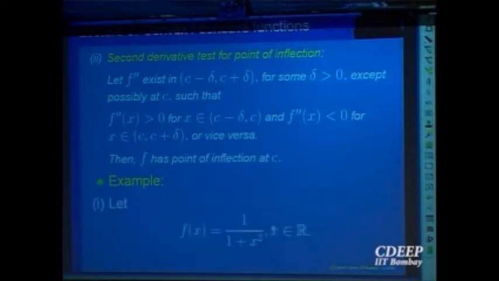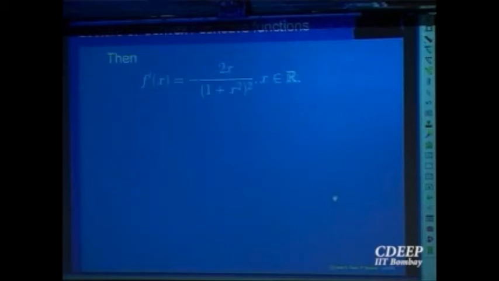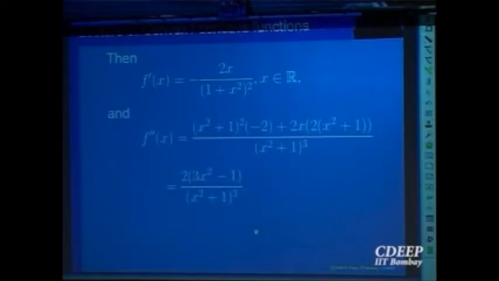So let us look at the function 1 over 1 plus x square. So find the derivative. So that is the derivative of the function. And now you have to analyze the second derivative. That comes out to be this. So simplify. So this is the simplification.